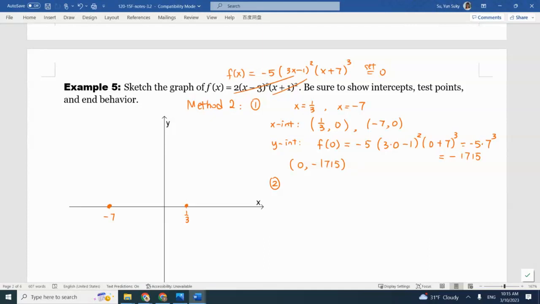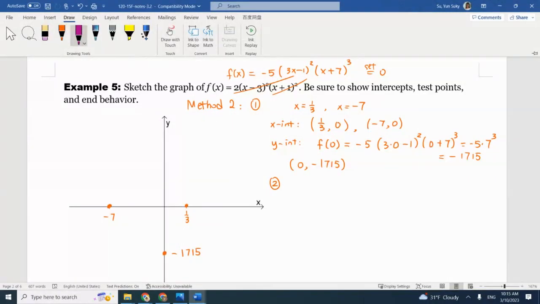Oh, this is the handout. And the y-intercept, 0, negative. Let's say this is negative 1715. It passes through this point, okay? And we know this is a negative number, so put a point here. Don't put a little bar there. No, don't need to. Make it simple. Make it clean.